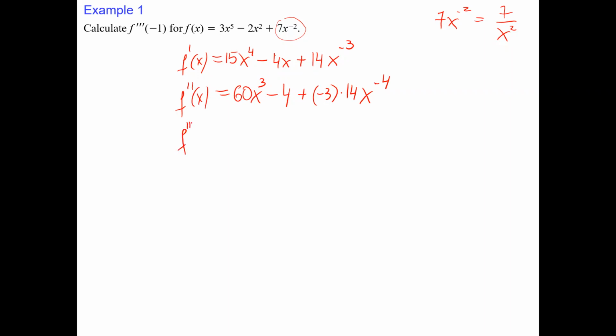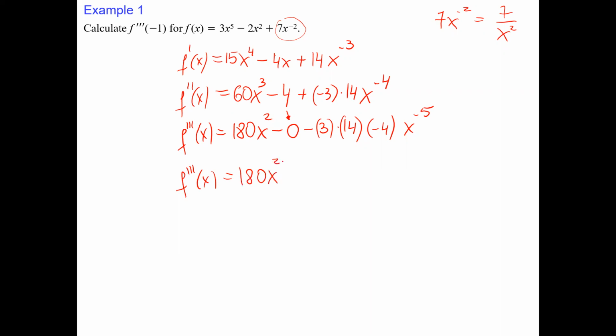Okay, let's actually do the third derivative. This will be 60 times 3, 180 x squared minus 0, because the derivative of a constant is 0. And this one will be negative 3 times 14 and times negative 4 and x to the power of negative 5. I still have to multiply these together. Okay, that's of course all the power rule and the constant multiple. Let's put it nicely. The third derivative is 180 x squared.